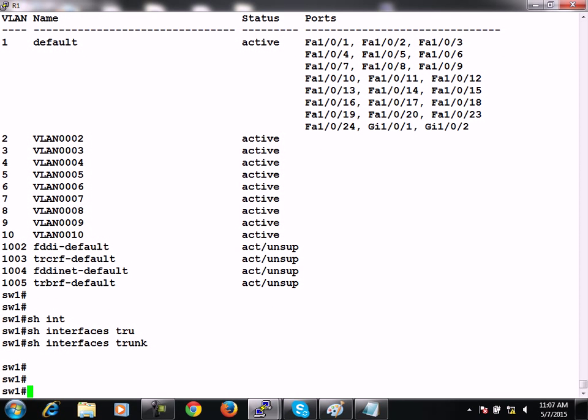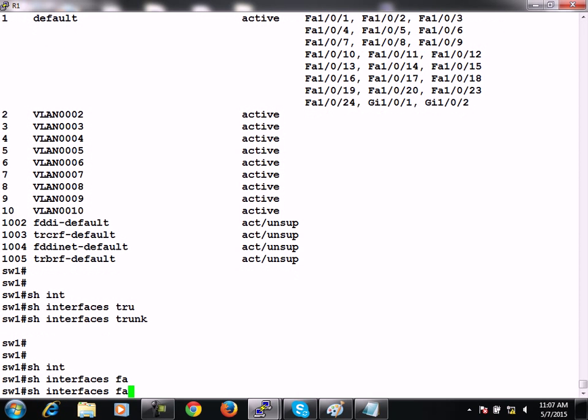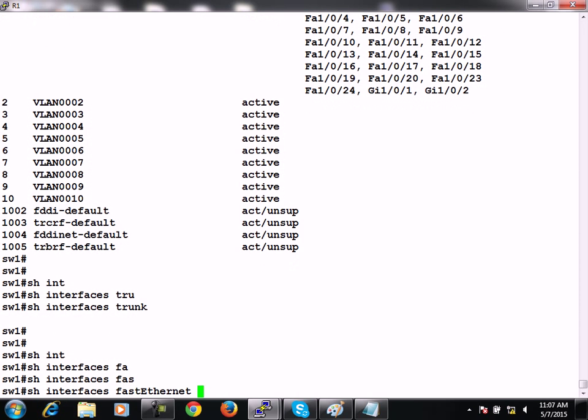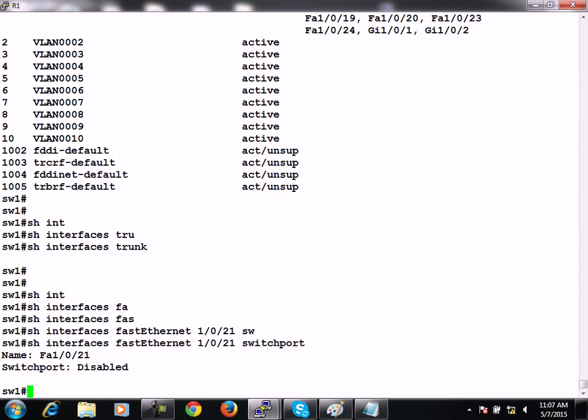Yeah. All right. So of course, if you configure this command here, show interface FastEthernet 1/0/21 and then switchport, what is it saying?